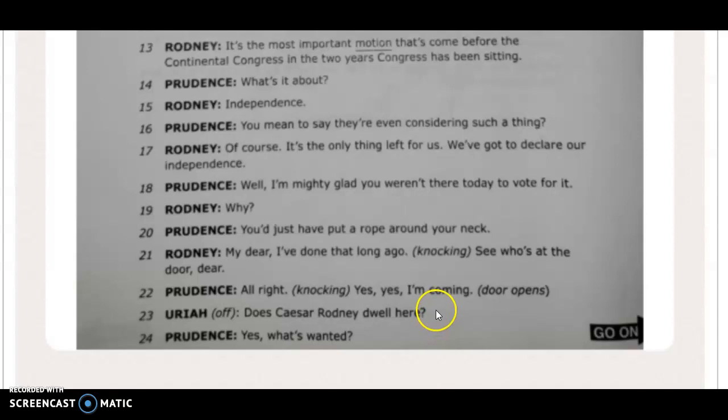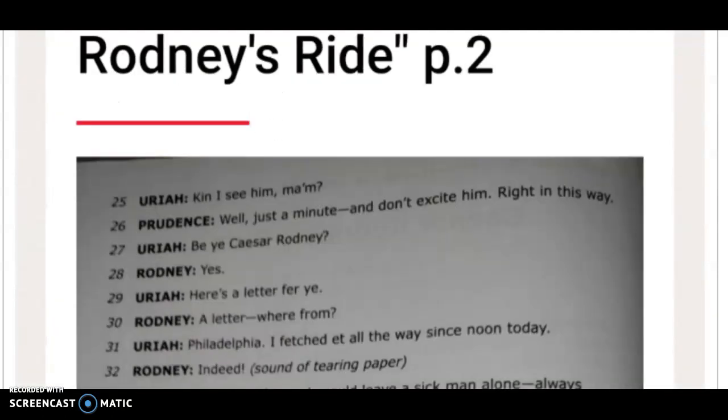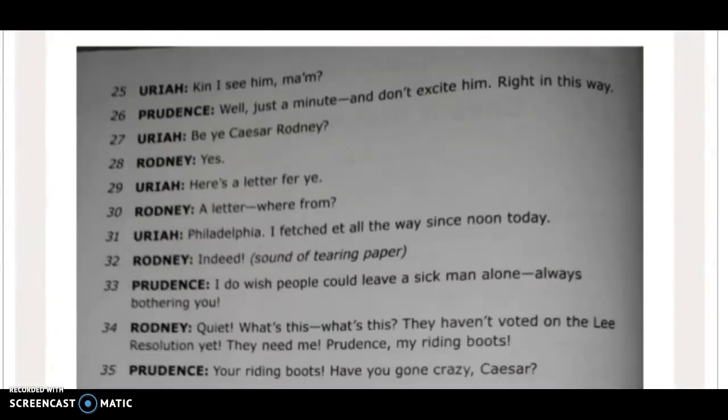A new character is introduced, Uriah. Does Caesar Rodney dwell here? Yes, what's wanted? Can I see him, ma'am? Well, just a minute, and don't excite him. Right in this way. Be ye Caesar Rodney? Yes. Here's a letter for you. A letter from where? Philadelphia. I fetched it all the way since noon today.